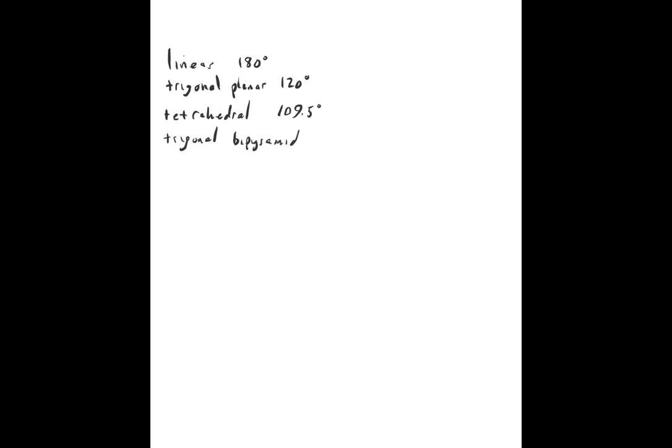So now let's come back. We have linear, which is 180. We have trigonal planar, which is 120. We have tetrahedral, which is 109.5. We have trigonal bipyramid, right? Again, sometimes people put AL at the end. This one was 90 and 120. Sometimes people do it that way. Sometimes people do it as 180 and 120. And then we had octahedral, which was 90.